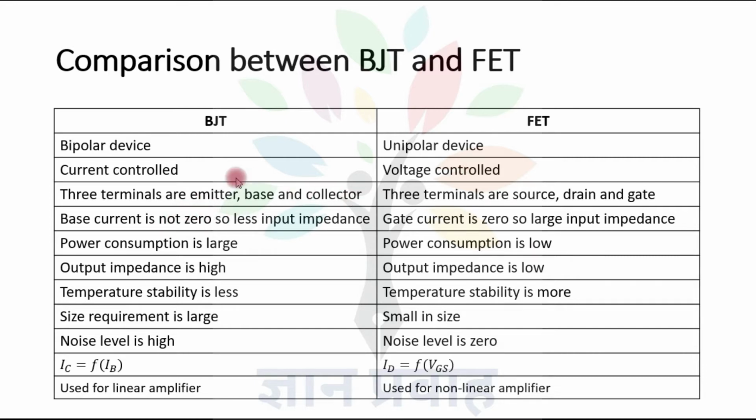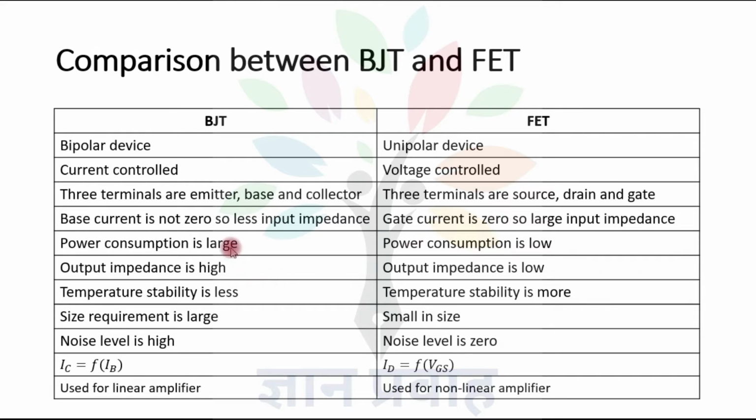Both are three terminal devices, and three terminals in BJT are emitter, base and collector, while three terminals in FETs are source, drain and gate. In case of BJT, the base current is not zero. It means it has input impedance having the value of low, while gate current is zero in case of FET. It means it has large input impedance.